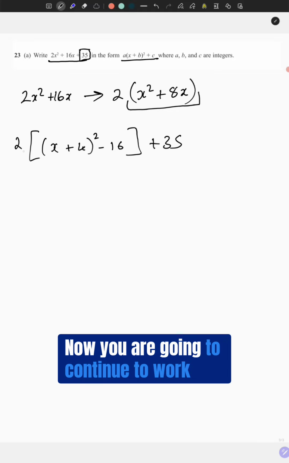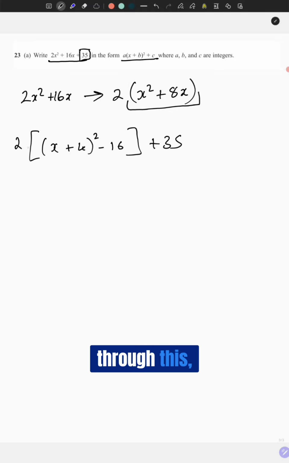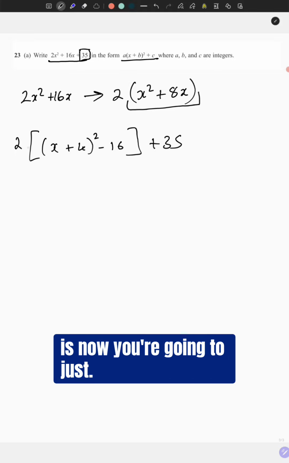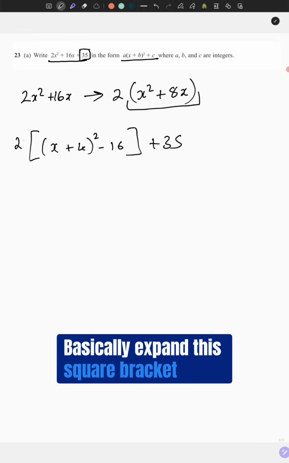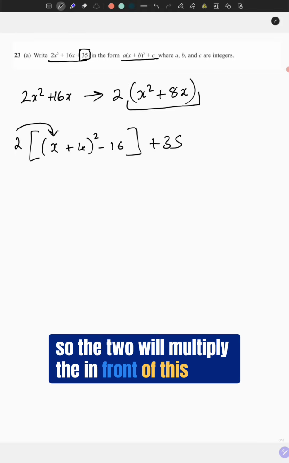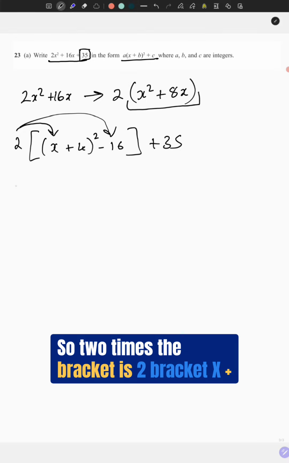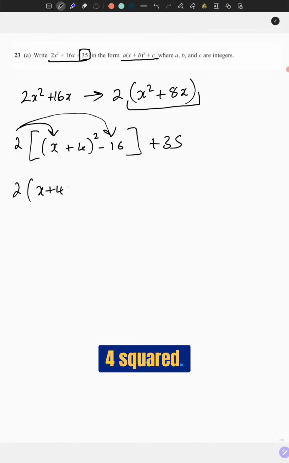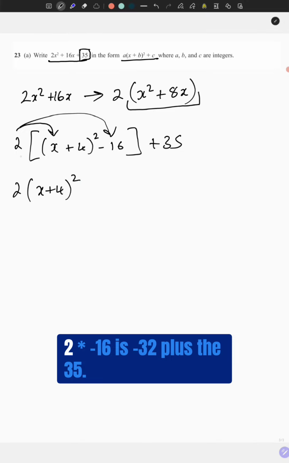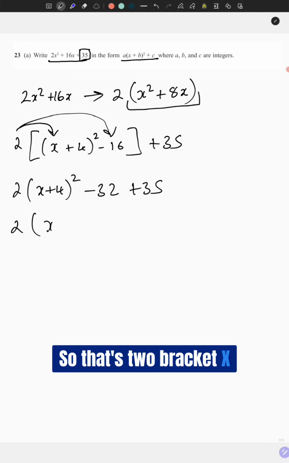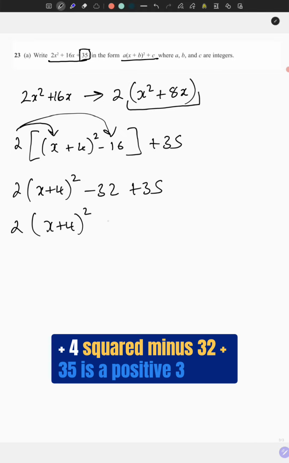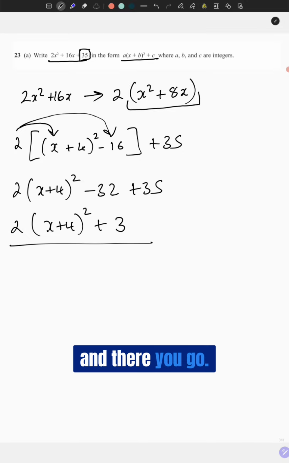Now, you are going to continue to work through this, but the only difference is now you're going to expand this square bracket. So the 2 will multiply in front of this, and the 2 will also multiply in front of that. So 2 times the bracket is 2 bracket x plus 4 squared. 2 times minus 16 is minus 32 plus the 35. So that's 2 bracket x plus 4 squared. Minus 32 plus 35 is a positive 3. And there you go. That's it.